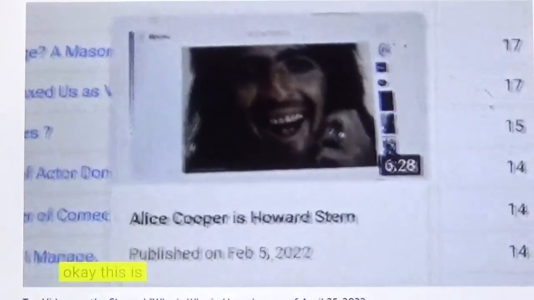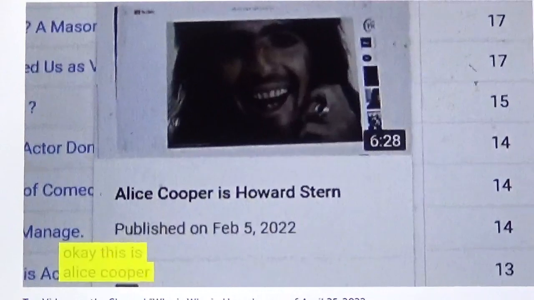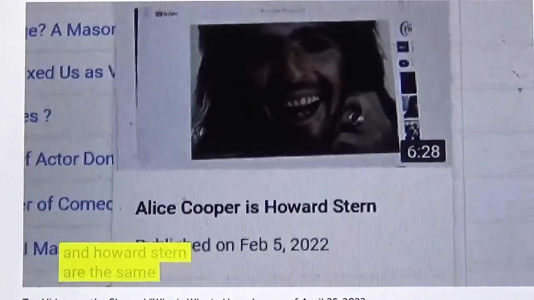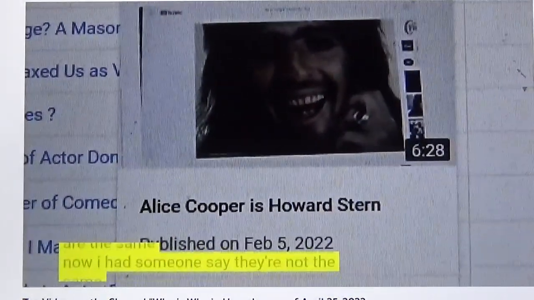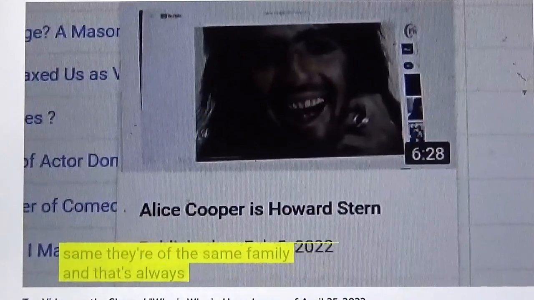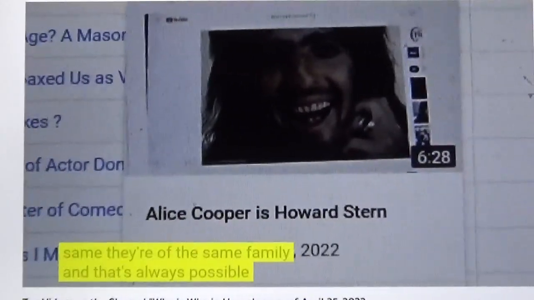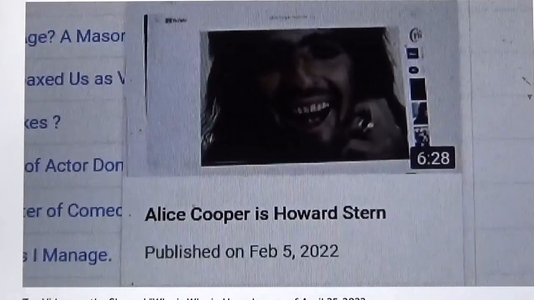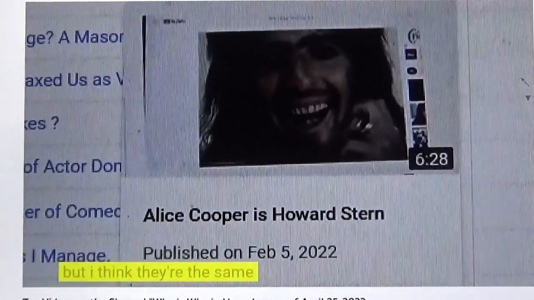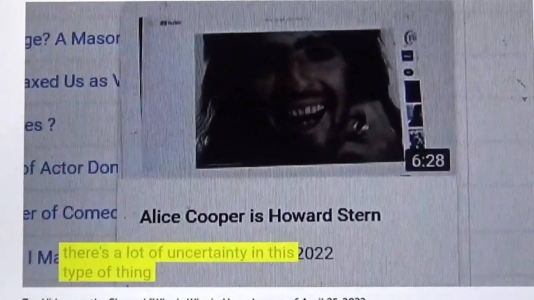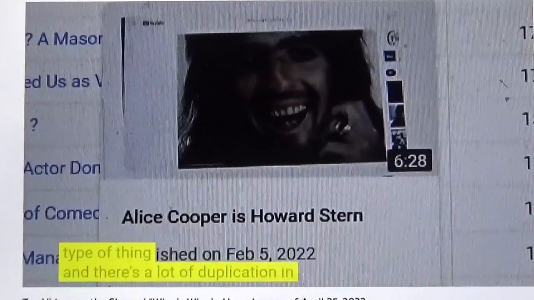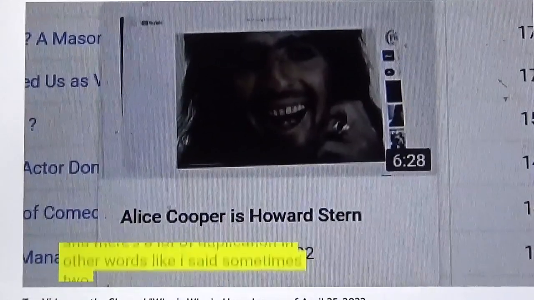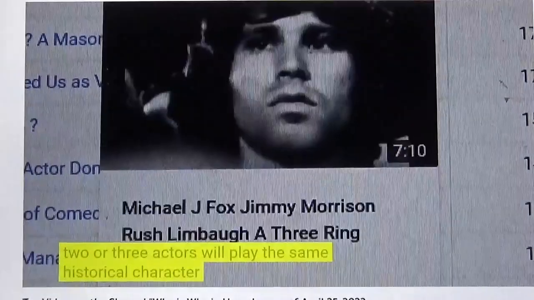Okay, this is Alice Cooper and Howard Stern are the same. Now, I had someone say they're not the same, they're of the same family. And that's always possible. But I think they're the same. There's a lot of uncertainty in this type of thing, and there's a lot of duplication. In other words, like I said, sometimes two or three actors will play the same historical character.